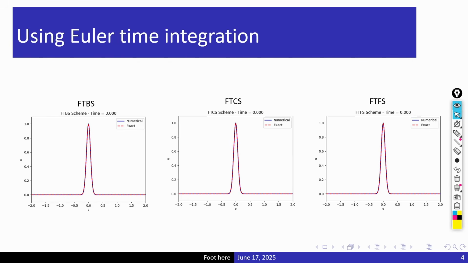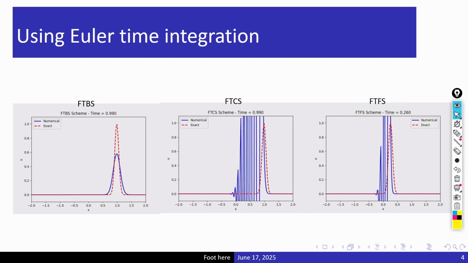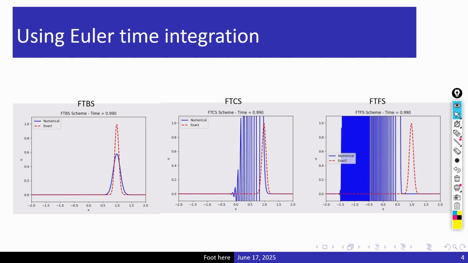We observed that when we use forward in time and backward in space, we are able to get some solution, but the solution is dissipative based on the CFL number we use. But our numerical scheme was completely unstable when we used forward in time, central in space, as well as forward in time and forward in space. From this, we can say that a numerical scheme should respect the direction of the propagation.